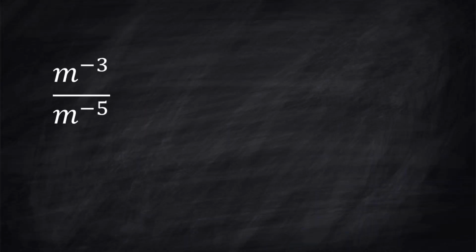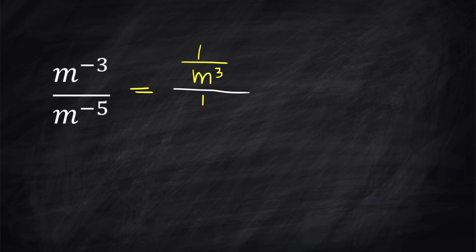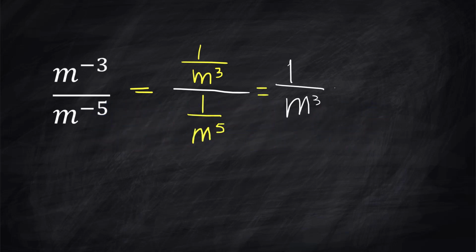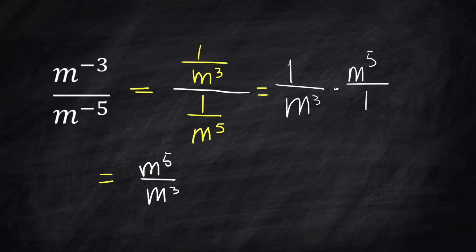A different person might look at this a little differently and remember how to handle negative exponents. If you want to review the negative exponent rules, I'll put a link up in the corner here for you. M to the negative 3 in the numerator can be rewritten as a fraction, 1 over m to the 3rd power. M to the negative 5 will do the same thing, and the denominator becomes 1 over m to the 5th. Now, when you are dividing fractions, you skip, flip, multiply. 1 over m to the 3rd power times, flip the bottom one over, m to the 5th over 1. Multiply straight across, m to the 5th over m cubed. That is going to be m to the 5 minus 3, and that equals m squared.